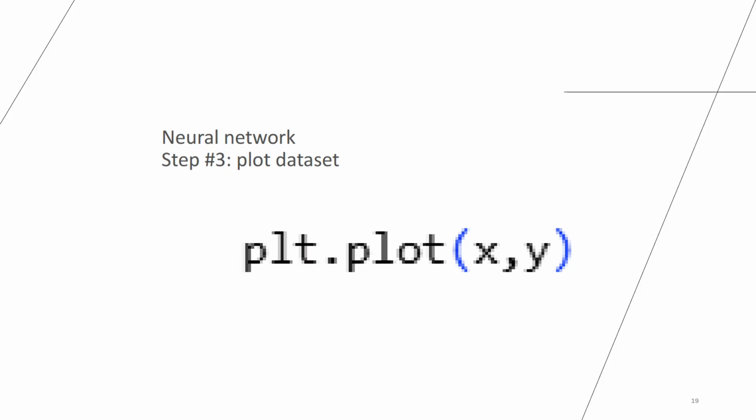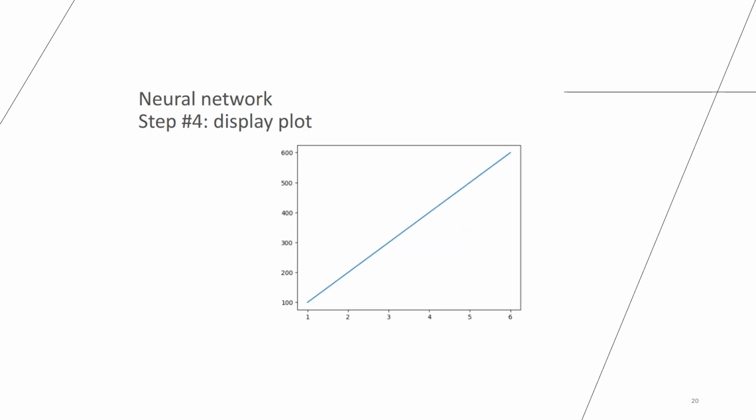In this case, if we plot the data, we would see that the points form a straight line. This indicates a clear linear relationship between the input values and the output values. Specifically, the output increases proportionally as the input increases. By plotting the dataset, we gain an intuitive understanding of the pattern that the neural network will try to model during training. After creating the plot of our dataset, the next step is to display it so we can visually inspect the relationship between the inputs and the outputs.